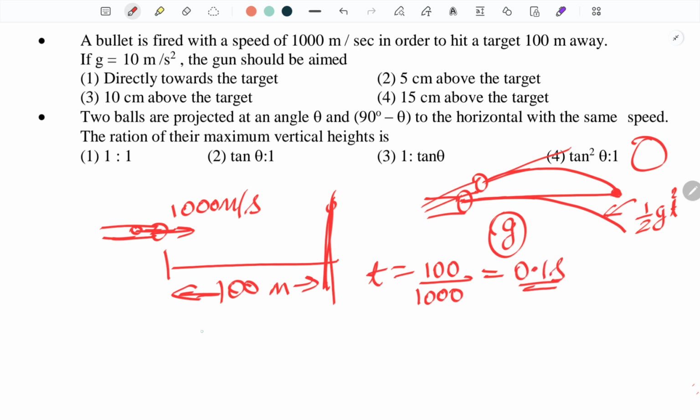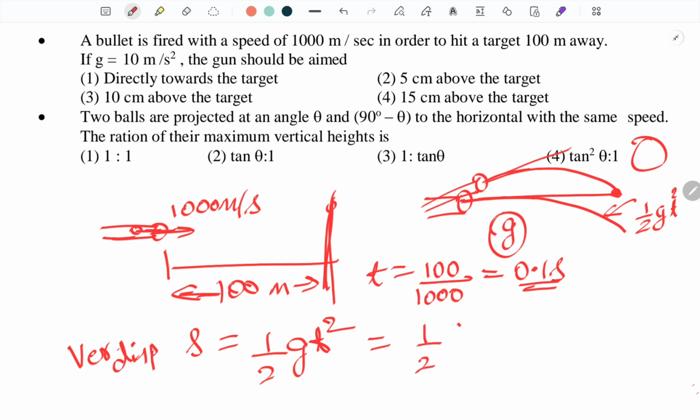Okay, once you get the time, the vertical displacement by the bullet, let us say S, will be half gt square. Directly we are finding the displacement. Half into 10 he has told, into t square is 0.1 the whole square. When you solve this, you come to the answer of 5 centimeter.